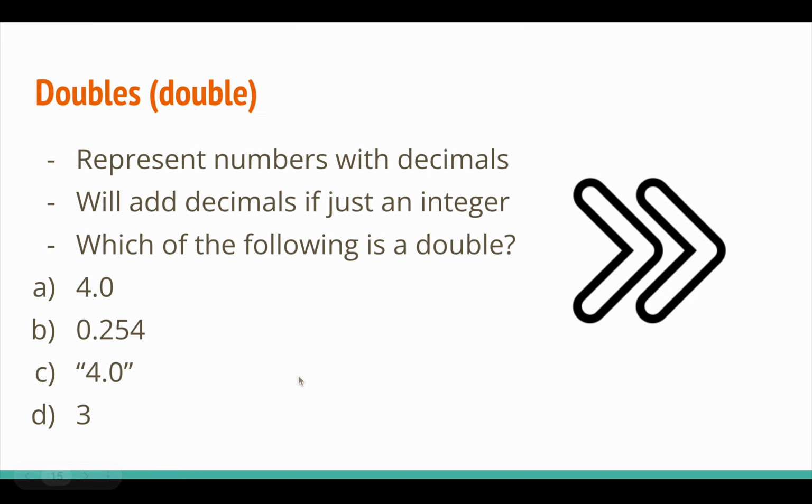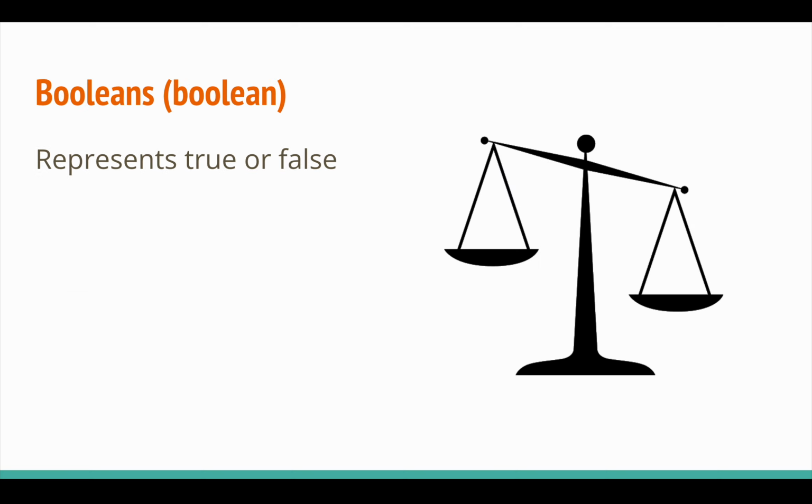Doubles, on the other hand, represent numbers with decimals. And it will add decimals if it's just an integer. So which of the following is a double? Pause and think about it. So the doubles here are A, 4.0, and B, 0.254. C is a string while D is an integer. Booleans is pretty straightforward. It represents true or false values.